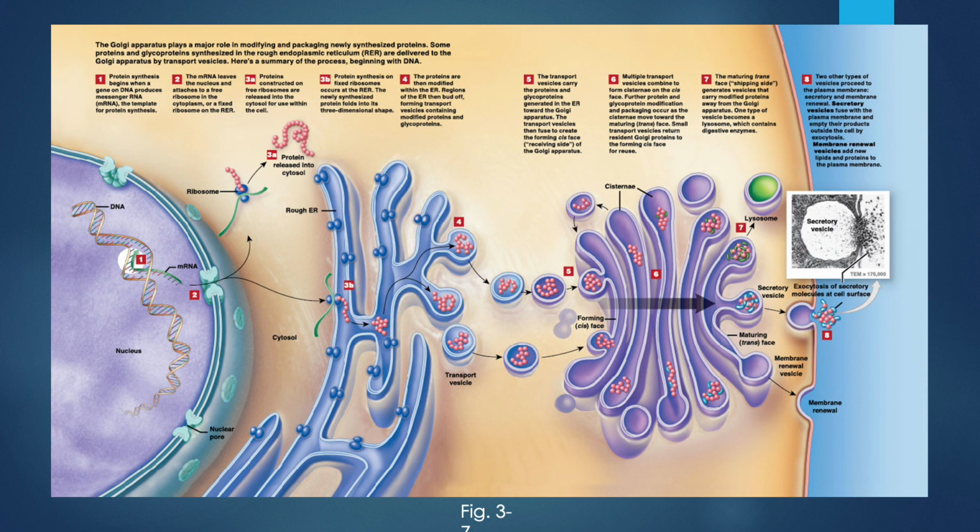The messenger RNA is going to leave the nucleus and go to a ribosome that is either free in the cytosol or fixed to the rough endoplasmic reticulum. If the mRNA goes to the free ribosome, the protein synthesis occurs there, and the protein is going to be released into the local cytosol.